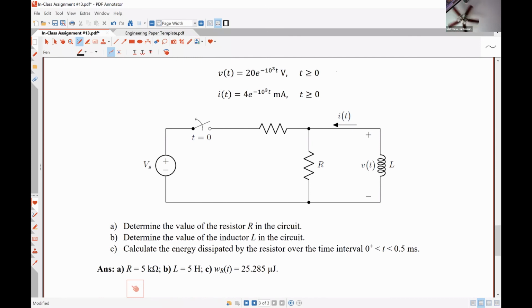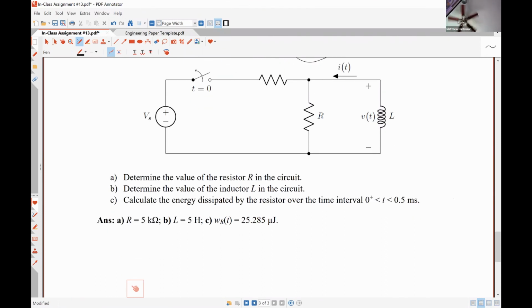And notice that we're given the values of the waveforms for t greater than or equal to 0. So really this would probably be 0 plus, just to be clear here. We know what they behave like during the transient condition. So how could I go about determining the value of the resistor R? Couldn't you just take the voltage and divide it by the current? Yeah, which is essentially just using Ohm's law. So I can still use Ohm's law even during a transient condition.